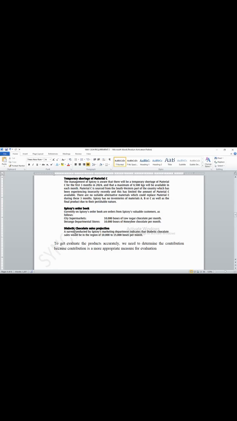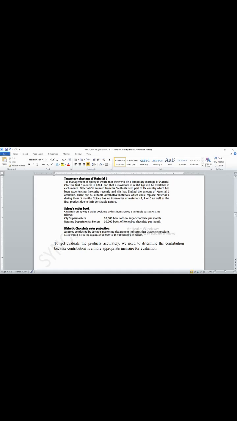Now, a survey conducted said that they'll sell 10,000 to 15,000 per month. What if they don't? We don't know. All right, so what do we now need to do? We already analyzed this. We already know that the first thing we have to get is our contribution. And we already said, what's the difference between contribution and profit?